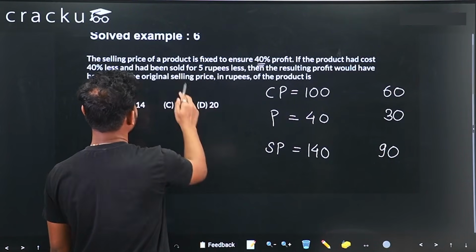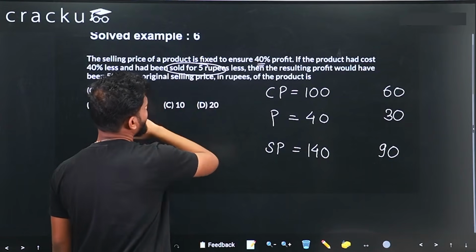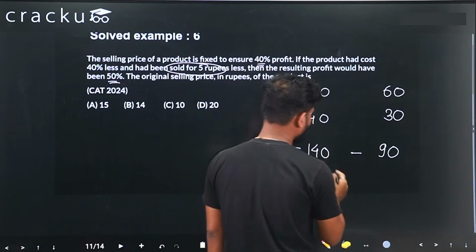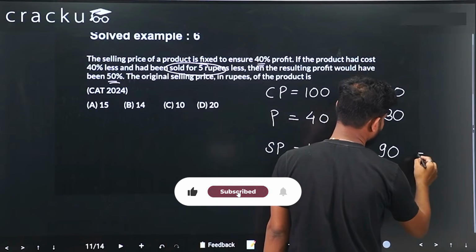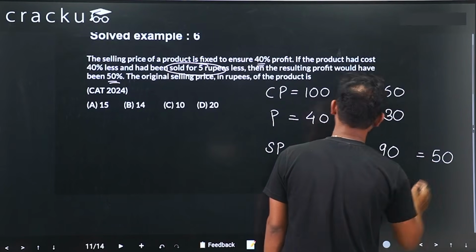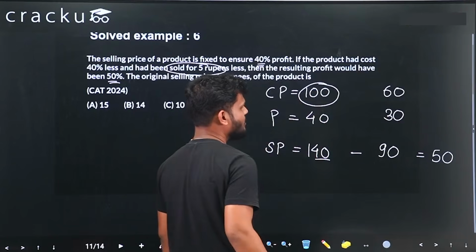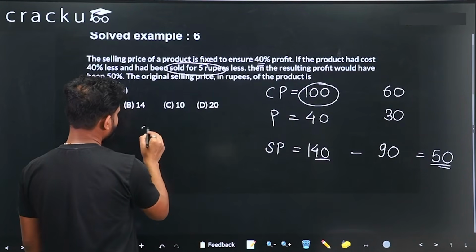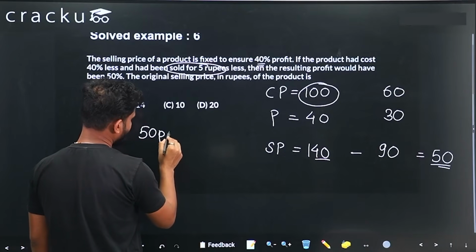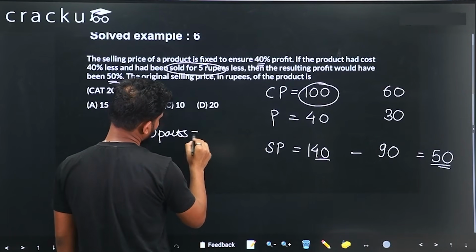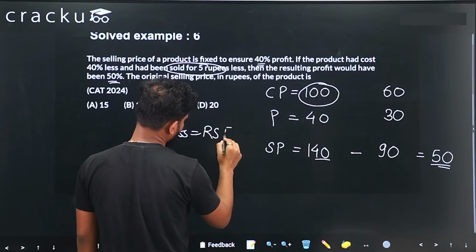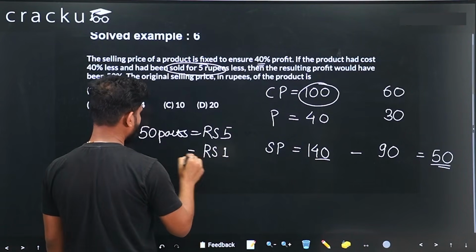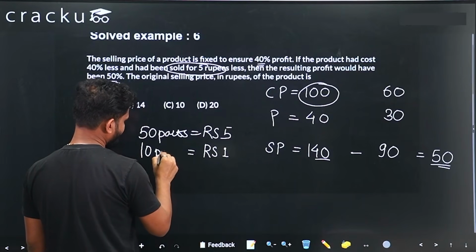But here it was given the difference between the original selling price and the new selling price is 5 rupees. What is the difference between the original and new selling price here? It is 50. So in our assumed 100 value, the difference comes to 50 and the actual difference is what? 5. So I can say 50 parts is equal to rupees 5. So I can say rupees 1 is equal to 10 parts.